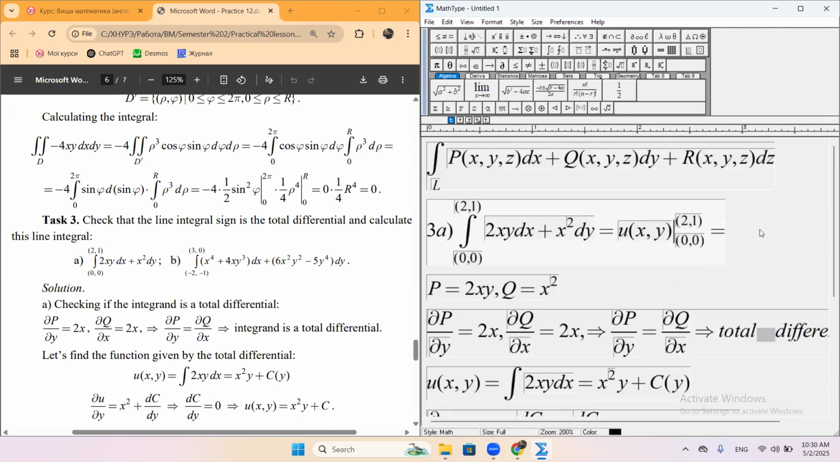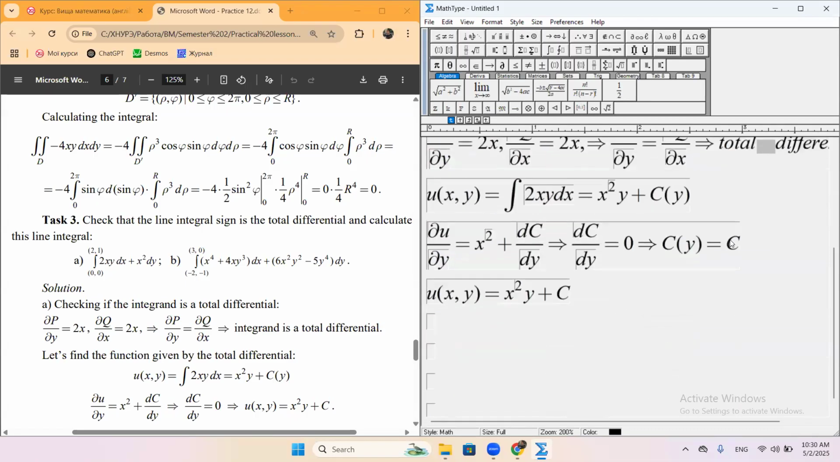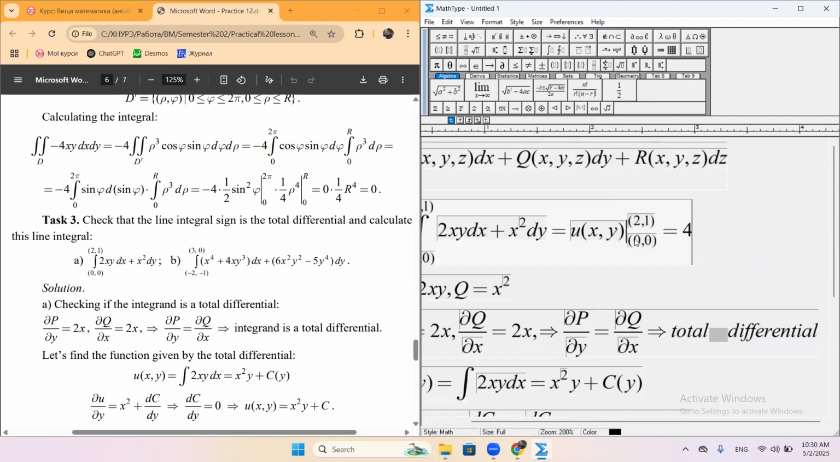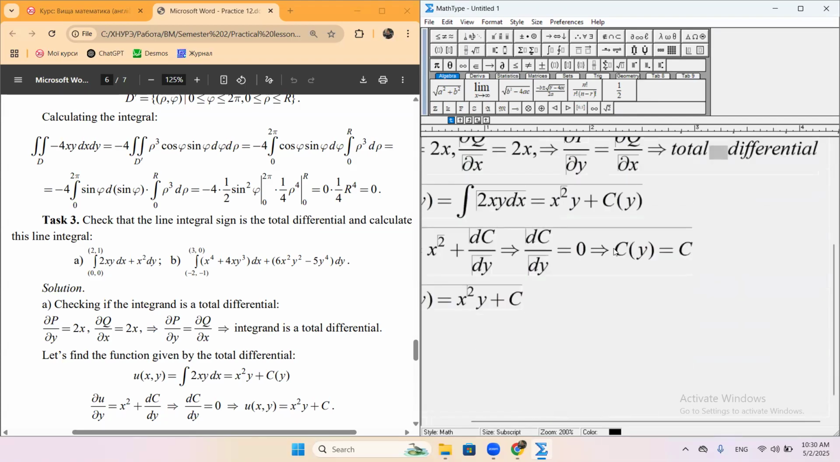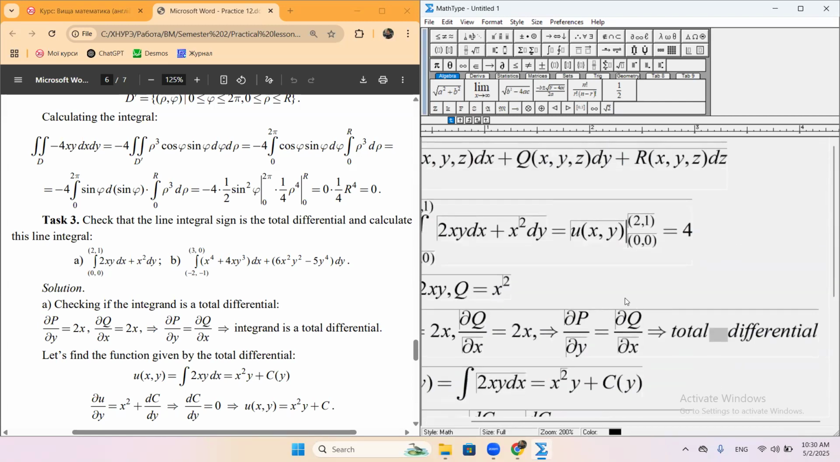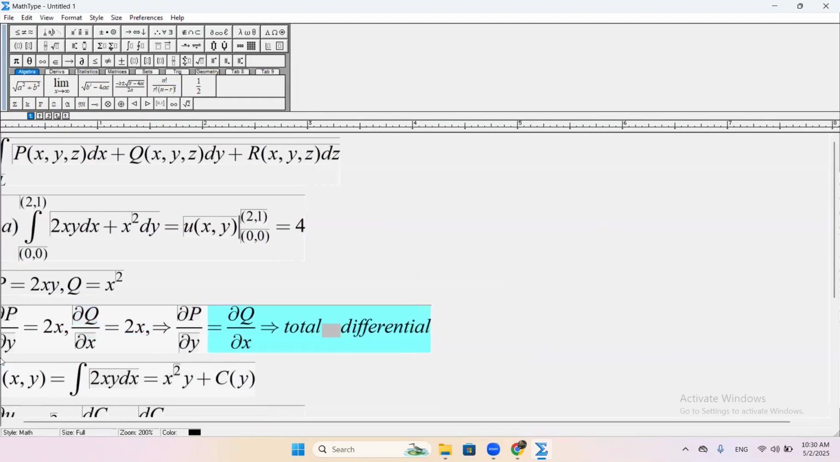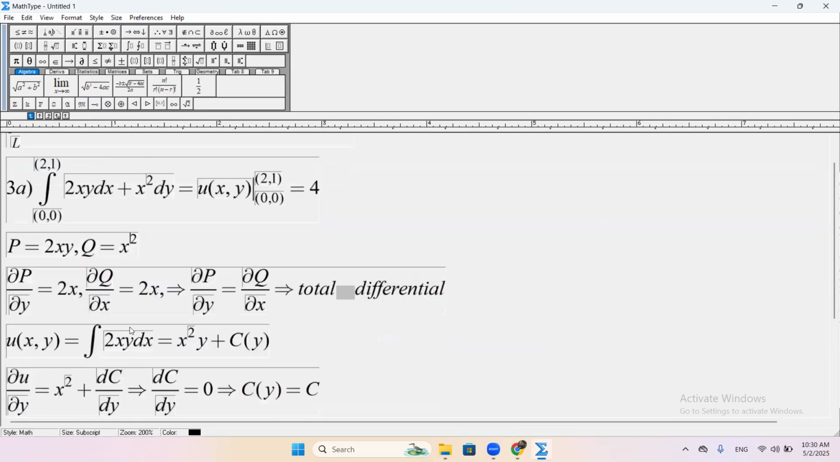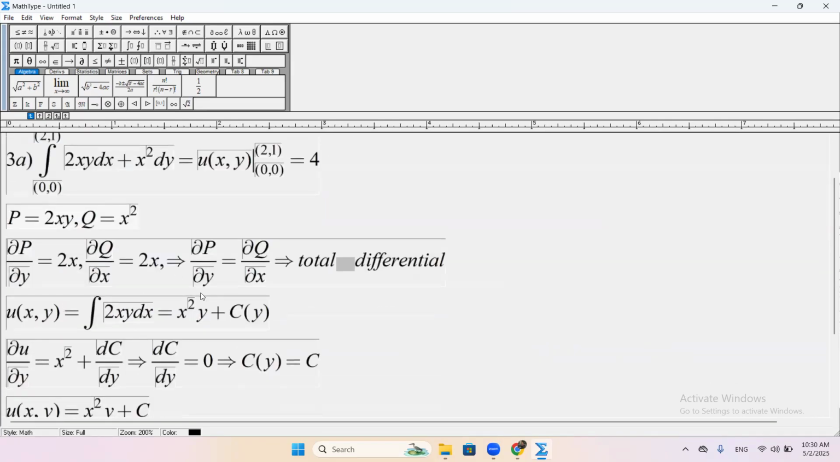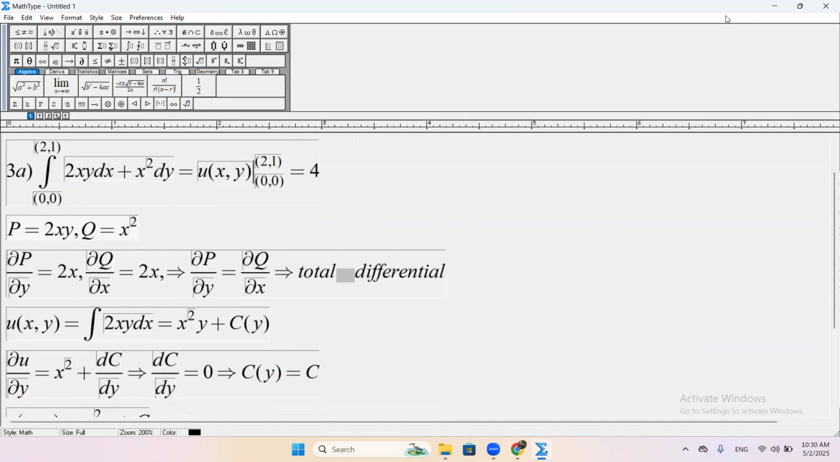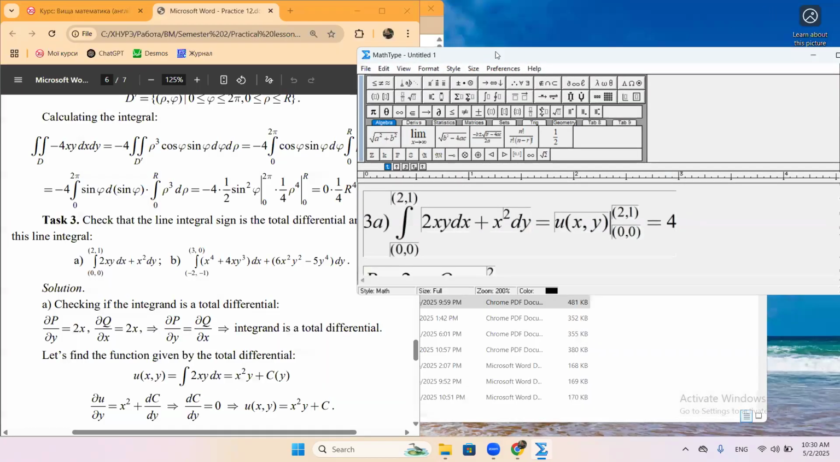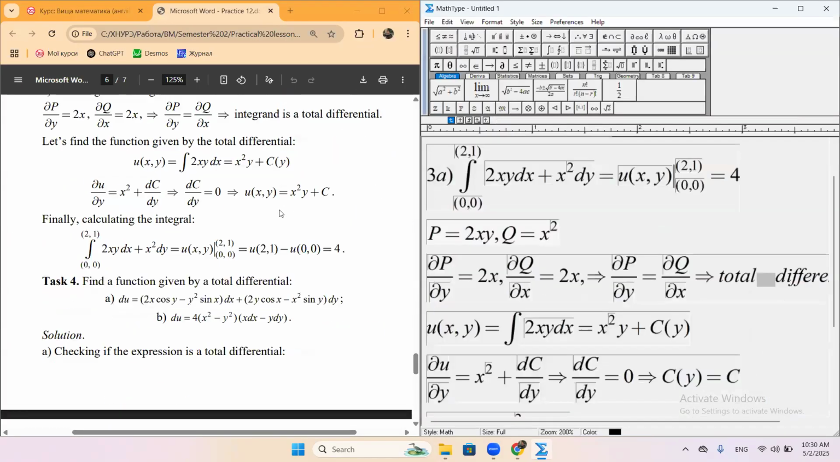x squared y, so with substitutions, y equals 1, it will be equal to 4, and actually if I substitute (0, 0), I will receive 0, and constant c will be eliminated. Any questions about this exercise? No questions. Okay, no questions. So B is analogical.